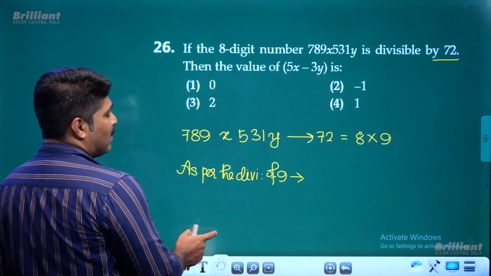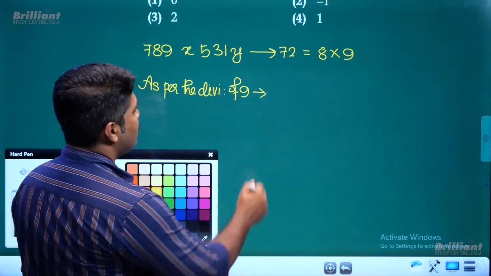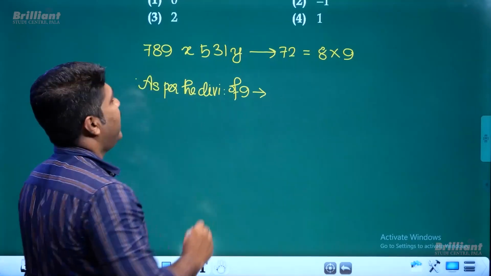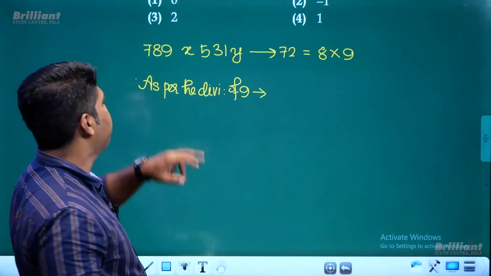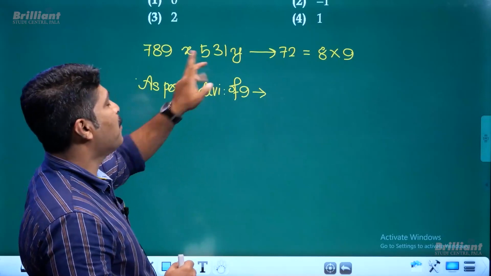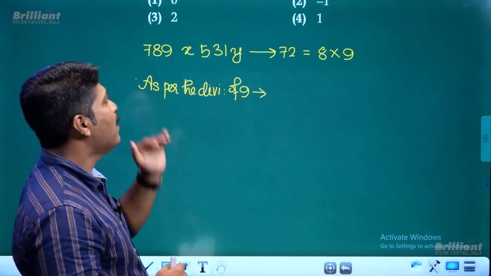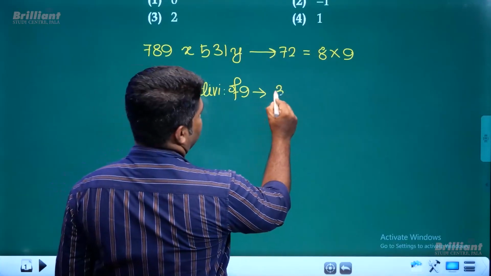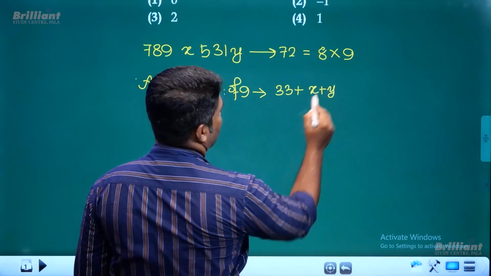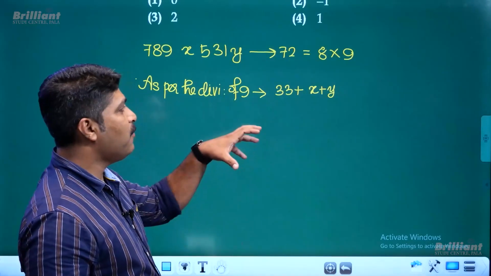So how can we apply the concept here? The sum of the digits is 7 plus 8 plus 9 plus 5 plus 3 plus 1, just add them together. 7 plus 8 is 15, plus 9 is 24, plus 5 is 29, plus 3 is 32, plus 1 is 33. So the entire sum is 33 plus x plus y. If you want to make it a multiple of 9, what should be the value of x plus y?